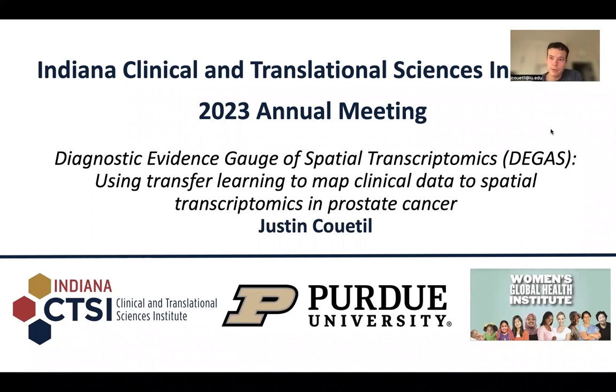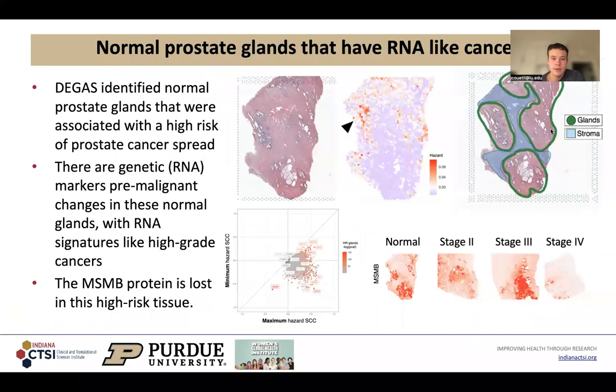Today, I'm going to talk about prostate cancer. So I've been looking at normal prostate tissue, and the interesting thing that I found is that there are some glands that I've highlighted in red here that have RNA, or the intermediate between DNA, which is your genes, and protein. They have RNA that looks like cancer.